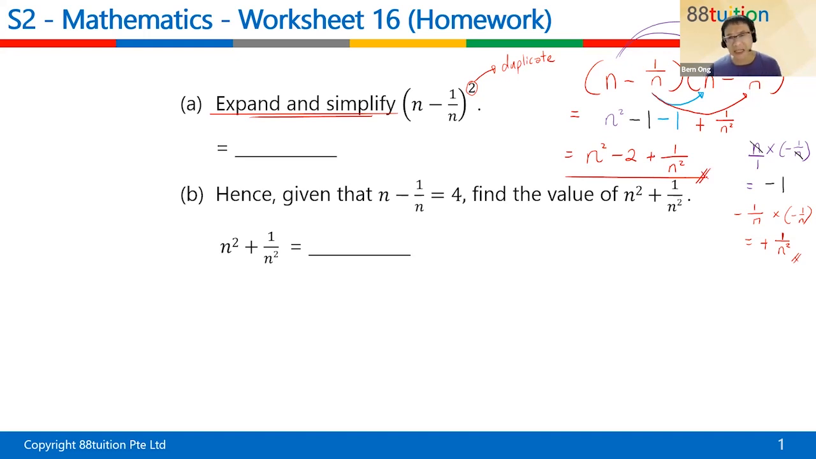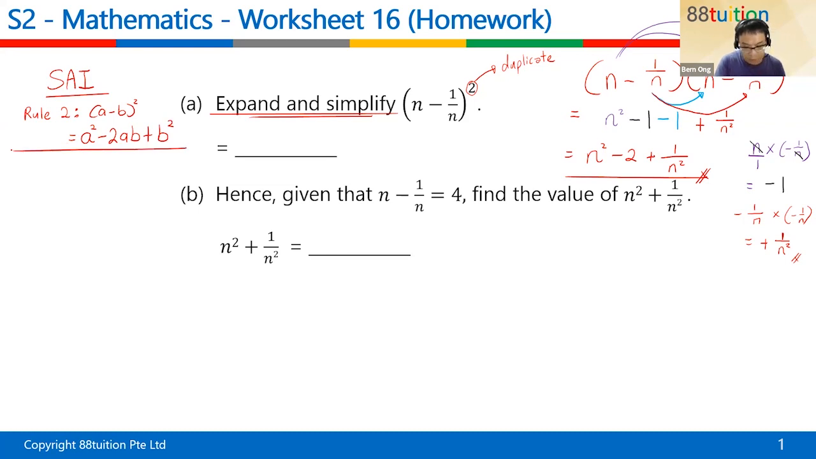Hey, but this is the normal expansion. If you know the special algebraic identity rule, you can actually do it faster. All right, remember rule number 2? Rule number 2 is the negative. (a minus b) square is actually equal to front square minus 2 front back plus back square. This is algebraic rule number 2.